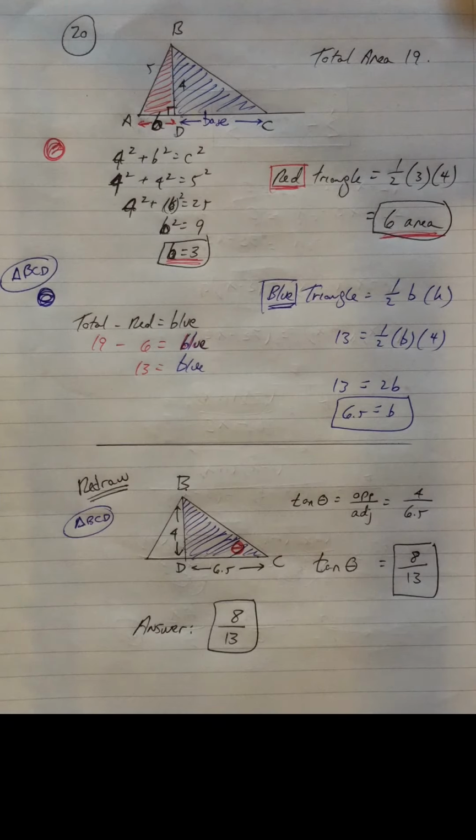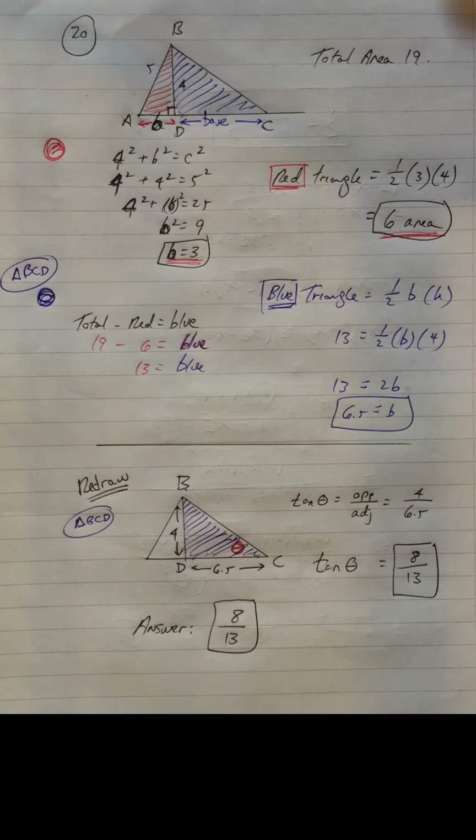Question 20. This triangle ABC, we are told the entire area is 19 units. We're also given sides 4 and 5 of a right triangle. If you know the Pythagorean Theorem, you would write it down as a squared plus b squared equals c squared. That's on your formula sheet. The two legs are b and 4, here in the picture I've drawn, and the hypotenuse is 5. So we get 4 squared plus b squared equals 25. b squared is 9, and b equals 3. So the base of the red triangle is 3.